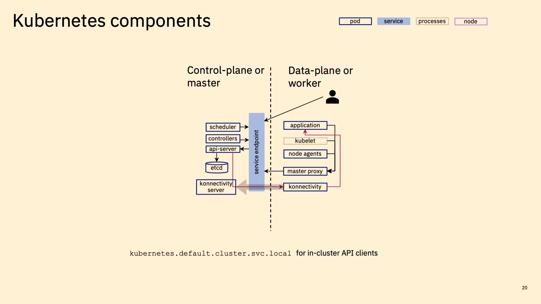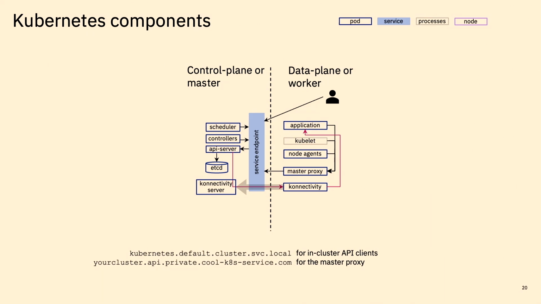Okay, how does the service endpoint look in this case? We still have the in-cluster service called Kubernetes in the default namespace. It is a mandatory thing. You must have it. The only change is that it points to our master proxy.